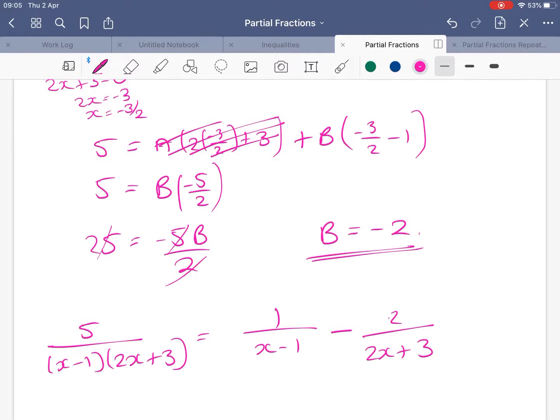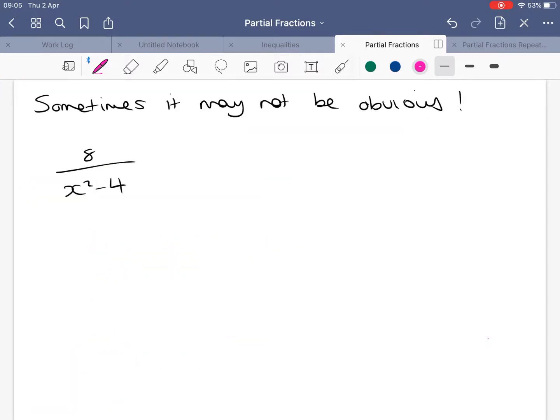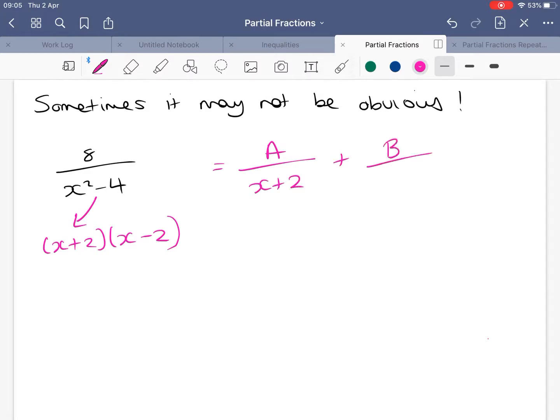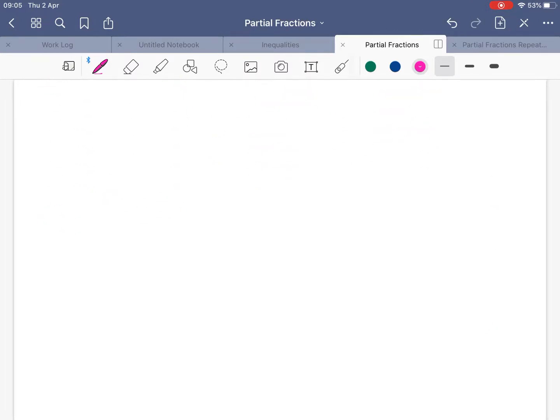Right. Final 2 examples I'm going to show you is sometimes it might not be obvious what to do. And so it might say split the fraction 8 over x squared minus 4 into its partial fractions. And what you've got to realise is that that is actually x plus 2 times x minus 2. And so your partial fractions would be a over x plus 2 plus b over x minus 2. Okay, I'm not going to carry on with that, but that's what you'd have to do.